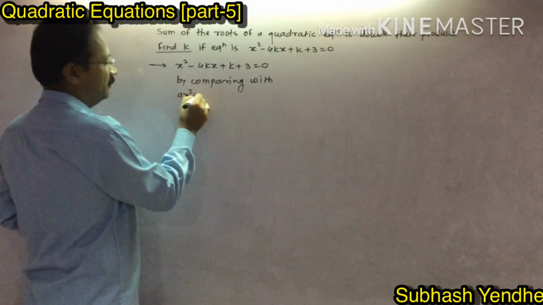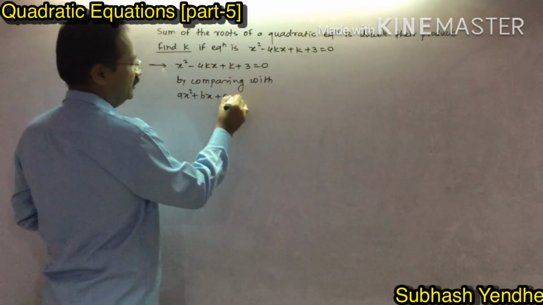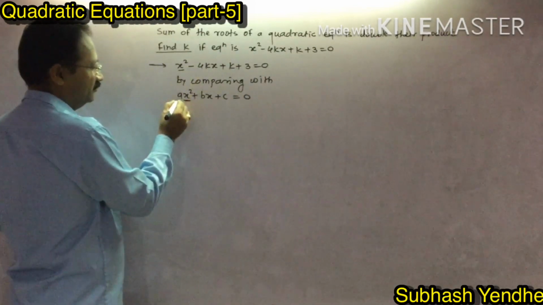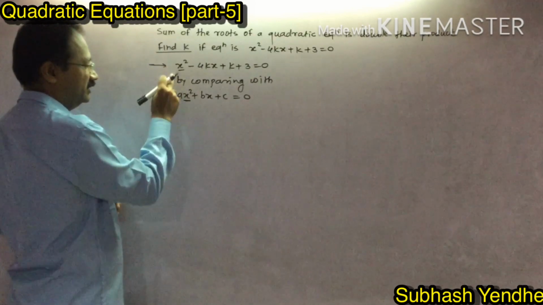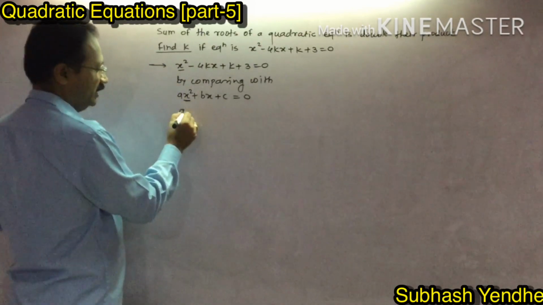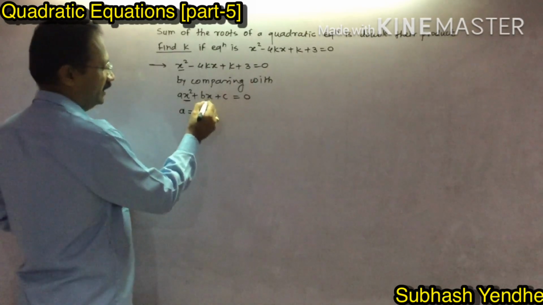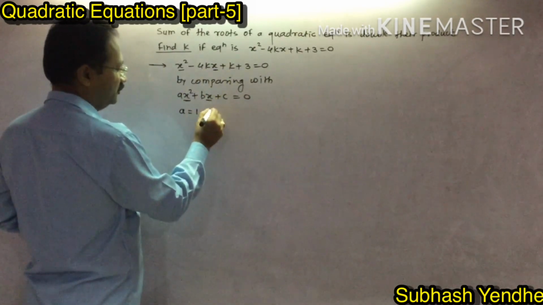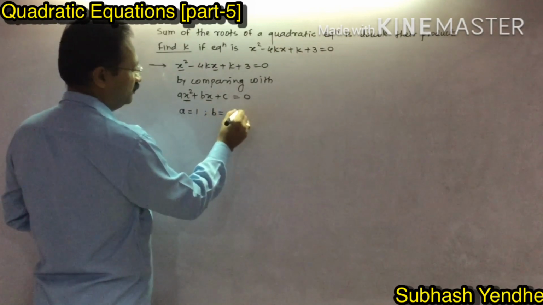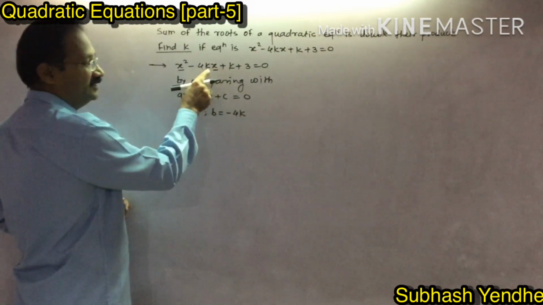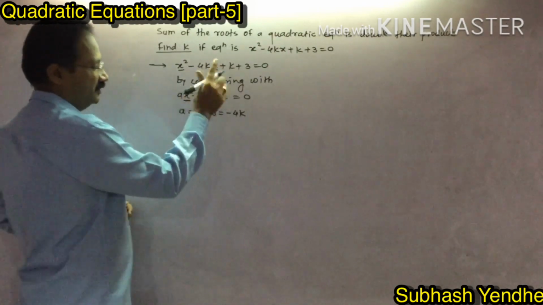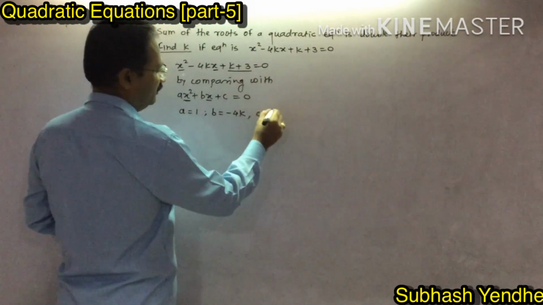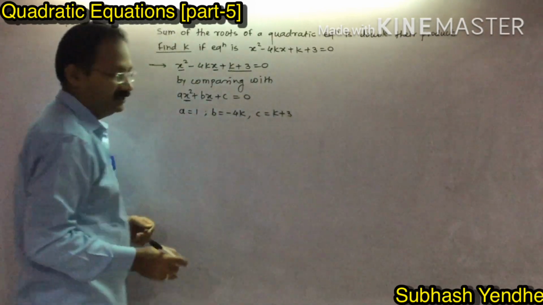ax square plus bx plus c equals 0. Here x square, so its coefficient is the value of a. So a's value is 1. Where is x? Here it is x. The value of b equals minus 4k. These are the coefficients. And what about the c? It is the remaining part. Then c's value is k plus 3.